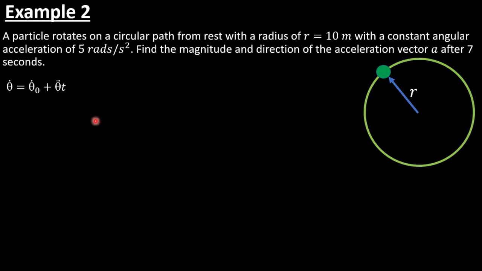Okay, so I'm going to apply this equation here: theta dot equals theta dot sub 0 plus theta double dot times t. Then I calculate what theta dot is. Theta dot sub 0 was 0 because it said it started from rest.